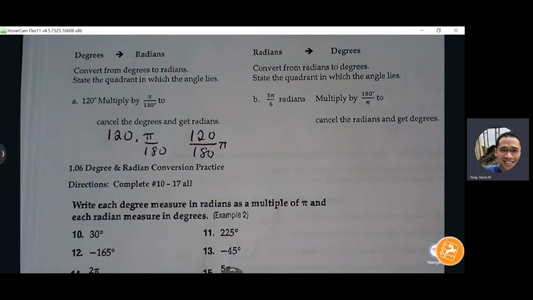So I like to put the numbers together, and then I like to put the pi next to it. You can put the pi in the numerator, or you can put the pi outside. It means the same thing. Times pi is going to be 120 pi over 180.